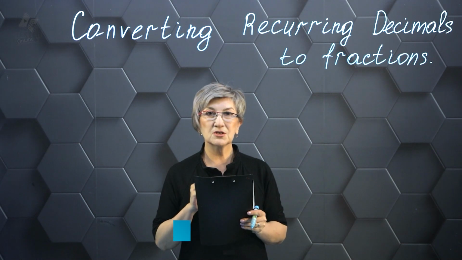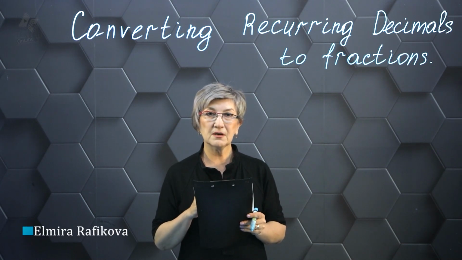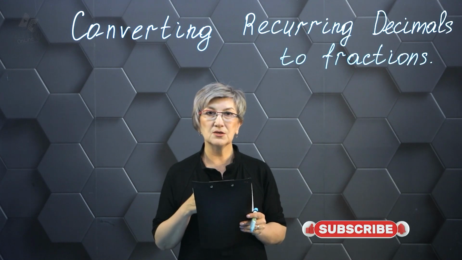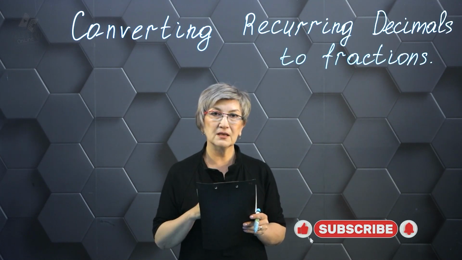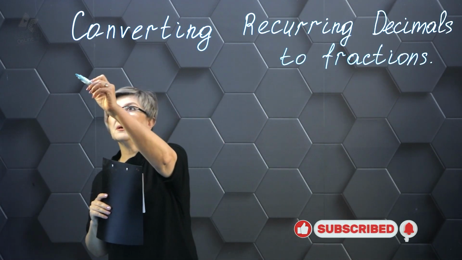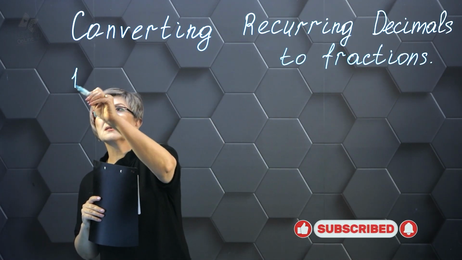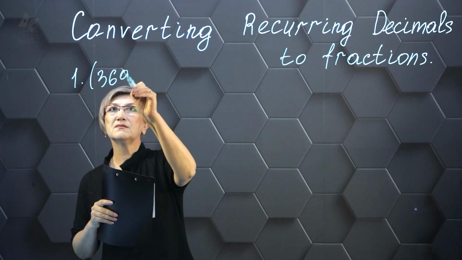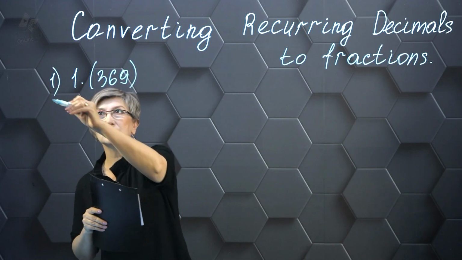Hello! Today in the lesson we will solve some more examples in which we will write an infinite decimal periodic fraction as an ordinary fractional number. And the first example is 1.(369), with 369 thousandths in the period.